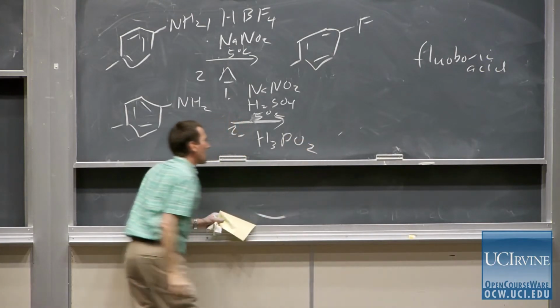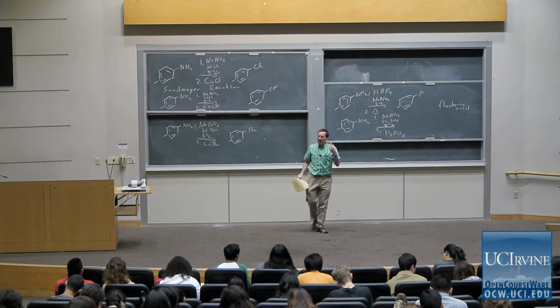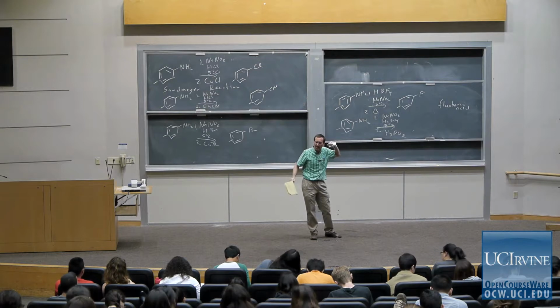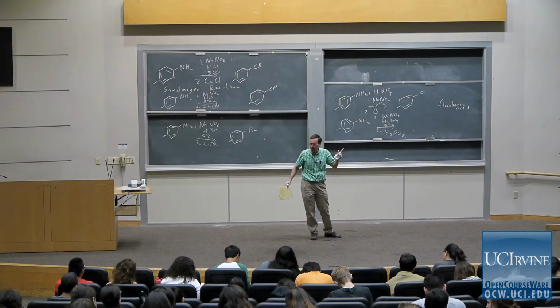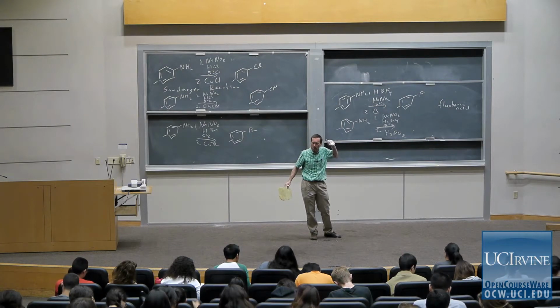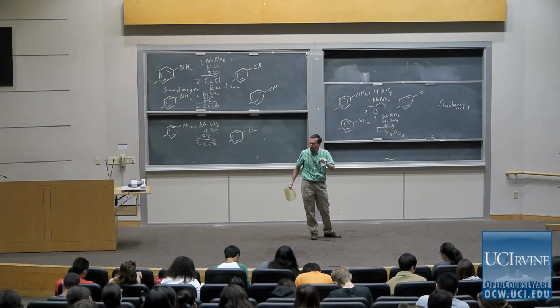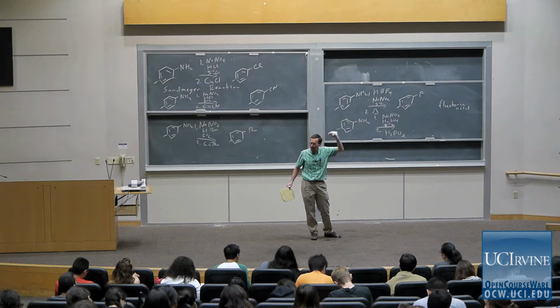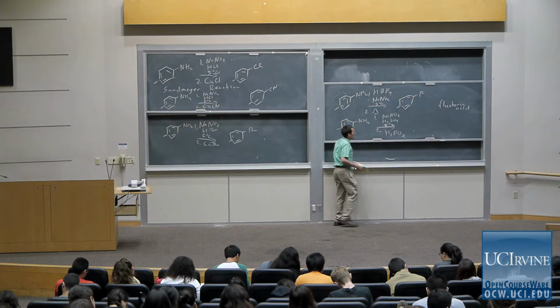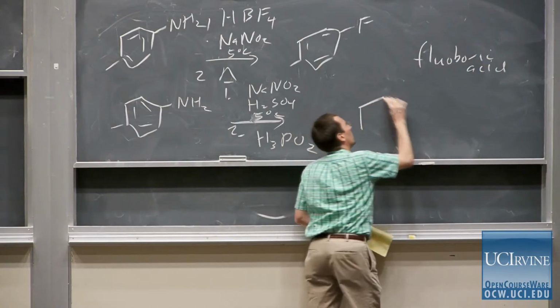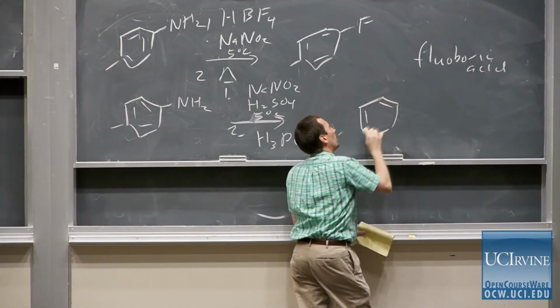H3PO2 ends up being like a source of hydride. It's something that kind of like we saw in the Cannizzaro reaction. Remember the Cannizzaro reaction from discussion where a hydride gets pushed off an atom by an oxygen pushing electrons down? It's kind of the same gist here with phosphorus acid.